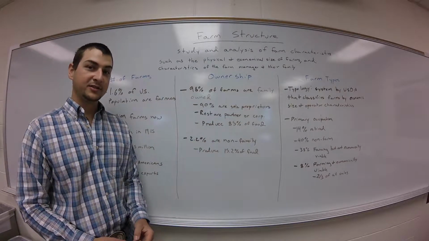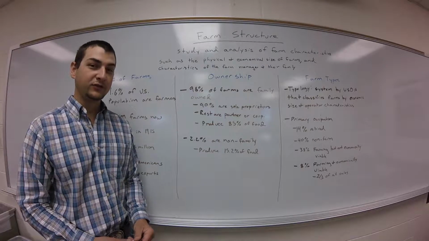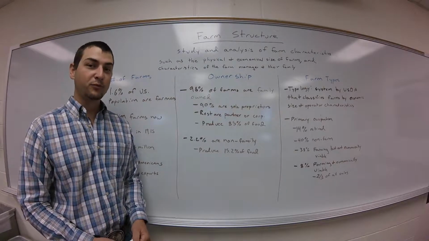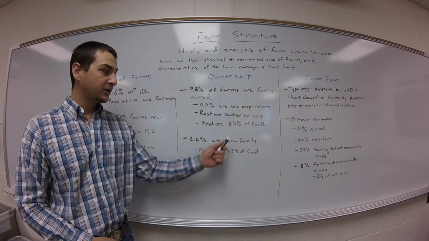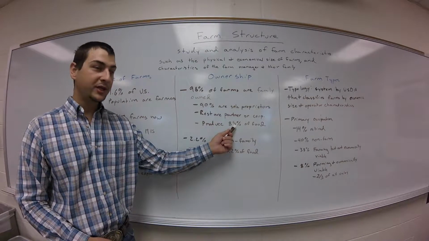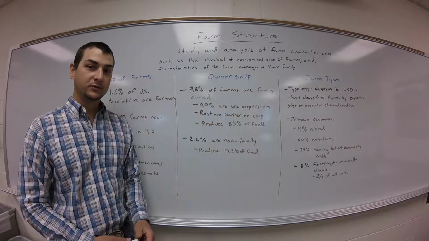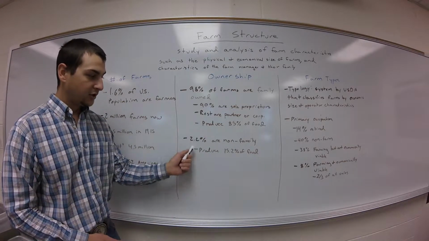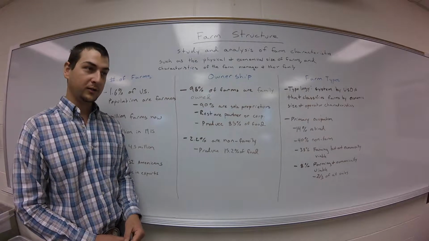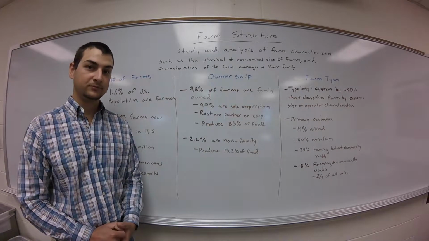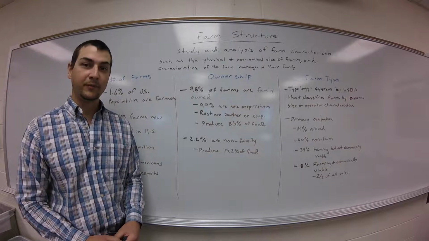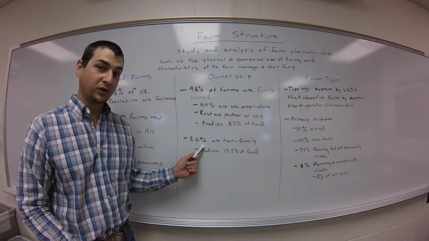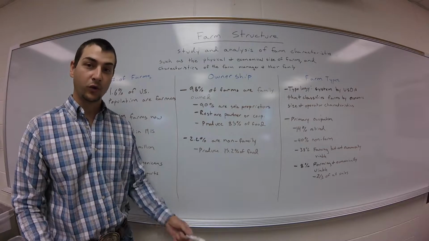Another amazing thing is, of these 98% of these family farms, they produce a little under 85% of all the food that we eat. So 85% of the food that we eat comes from family-owned and operated farms. Now you compare that to what people consider to be the real truth, which is actually a myth, is that a lot of farms are not family-owned and operated. They're owned by corporations.